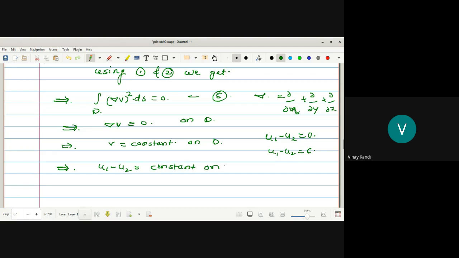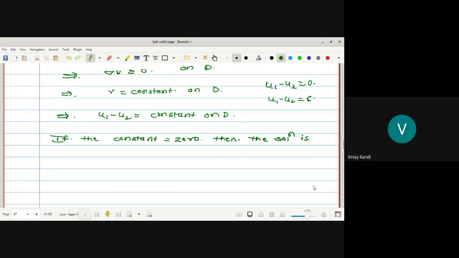Okay, so if the constant is equal to 0, then the solution is unique. Otherwise, the solutions differ from one another by a constant.